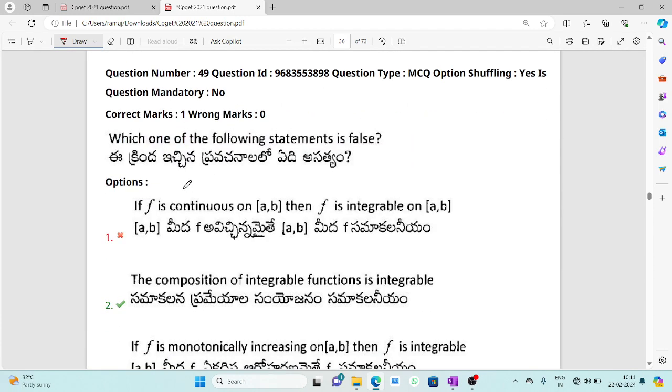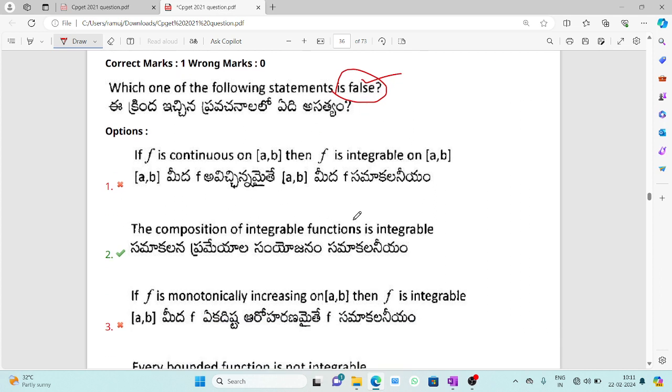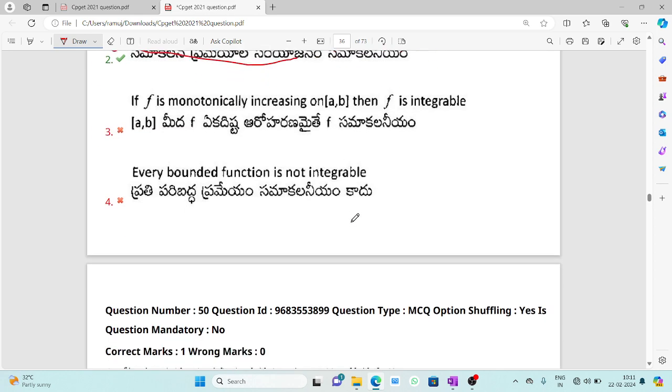Question 49: which one of the following statements is false? Whenever these type of questions come, he may ask direct questions. The composition of integrable functions is integrable. This option is really a wrong statement, and he is asking for the false one, so this is the correct one. By using the first fundamental theorem of calculus, we can say that the composition of integrable functions is not necessarily integrable. So that option is wrong.